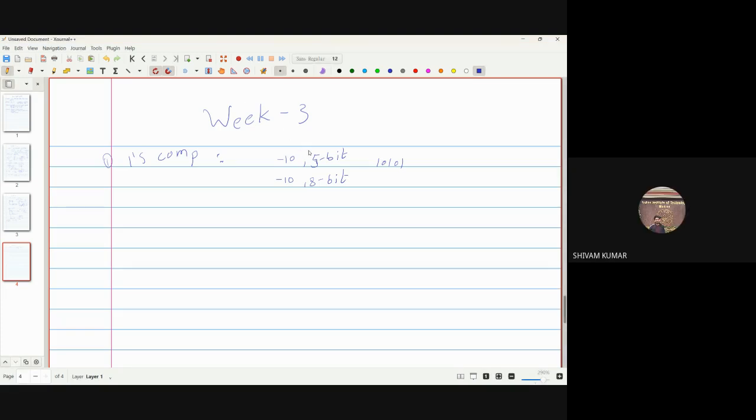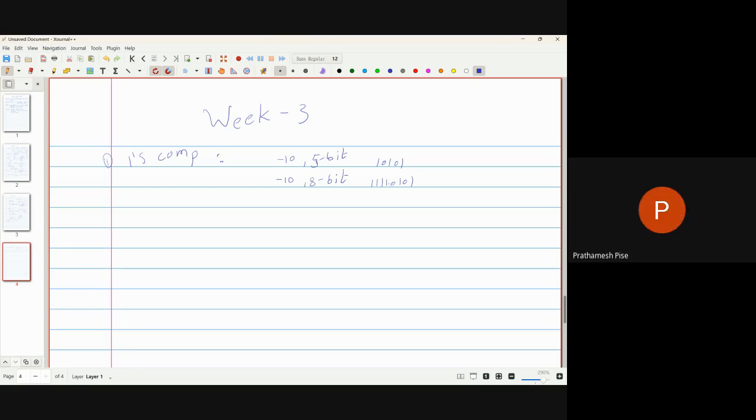Sir, 11110101. You just keep adding 1s in front until it becomes 8 bits. Then 1 1 1 1, how many ones? 4 ones. Then 0 1 0 1. How many digits is it? 4 and 4, 8.